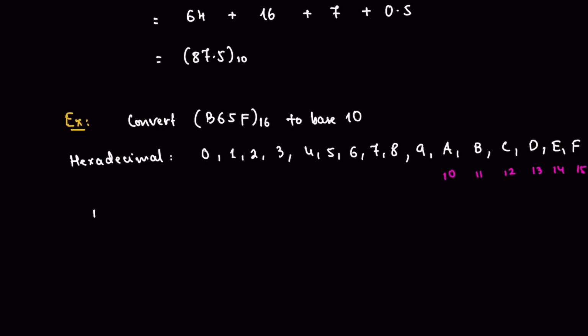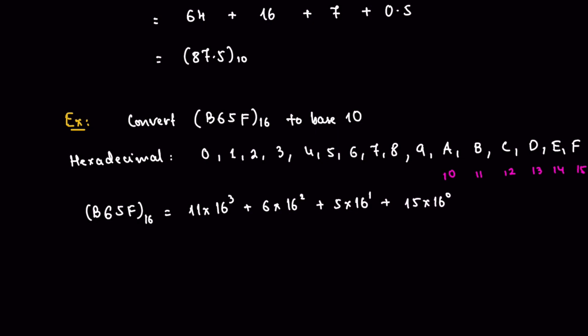So for this number B65F, base 16, again the digit positions are going to be 0, 1, 2, 3. So B, which is equivalent to 11, times 16 to the 3rd power, plus 6 times 16 to the 2nd, plus 5 times 16 to the 1st, plus F, which is equivalent to 15, times 16 to the 0.